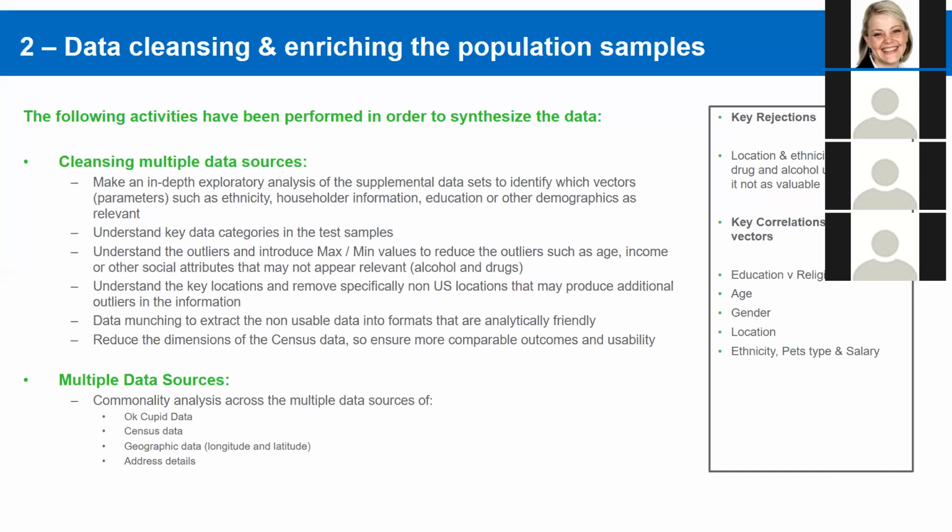We did see that there was a commonality across all of our data sources. When we looked at the census data and the geographical data and the OK Cupid data, there was a lot of commonality among those data sets. That helped us verify what we were looking at, such as the location and the address, and it made us feel really good that the data we did have was accurate.